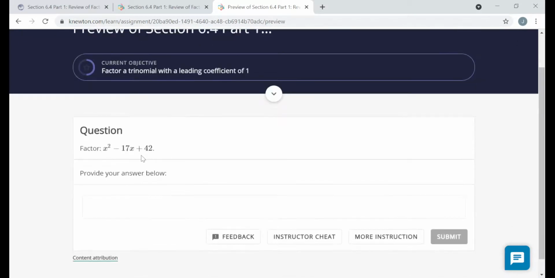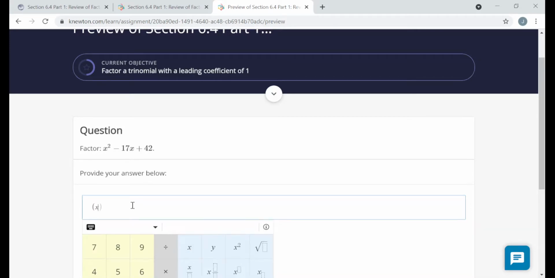So I'm not even going to write this one out. Lead coefficient's 1. All we'd be looking for then are factors of positive 42 that have a sum of negative 17, and that would be negative 14 and negative 3. So in one factor I'll have x and negative 14. The other factor I'll have x and negative 3.